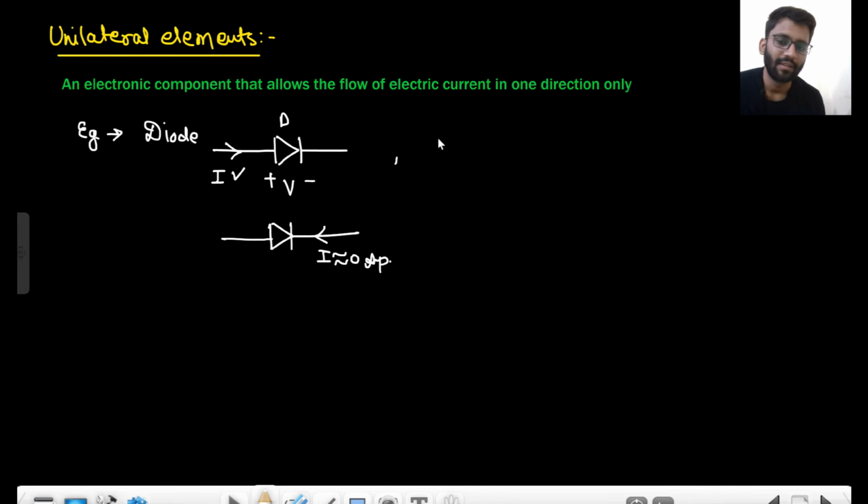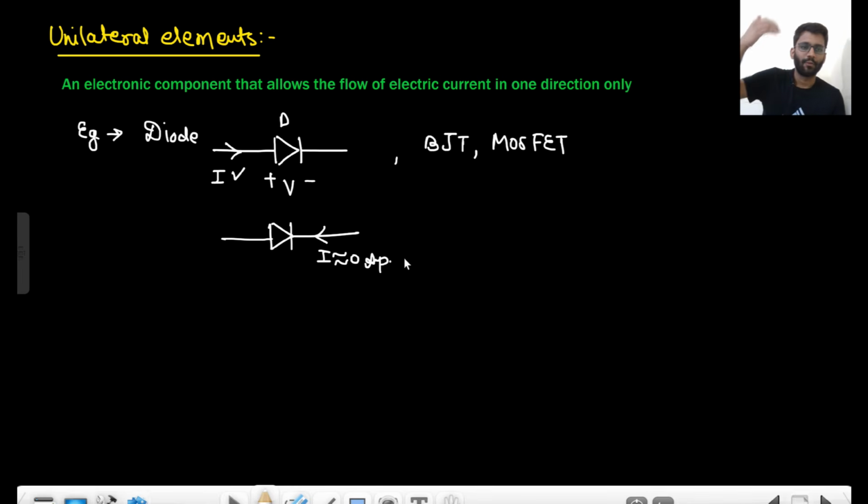Other examples, which you will study, are BJTs and MOSFETs. They also allow current in one specific direction. In NMOS, you can see the current flows from drain to source, and in PMOS, the current flows from source to drain. And in a BJT as well, you can see the current flows from collector to emitter only, along with some base current. So they have a specific direction of current flow. You can't really change the direction of current flow in these devices like diodes, BJTs, and MOSFETs.